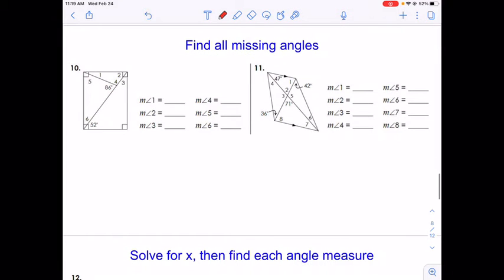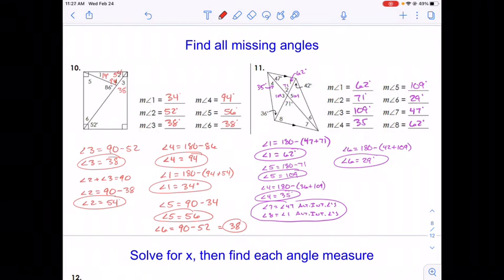All right, so let's take a look at number 10. So let's go through here and find any missing angles here. In fact, pause your video right now and come back and try these 2 here and see how you do. All right, so let's take a look at number 10 and 11, see how you did.